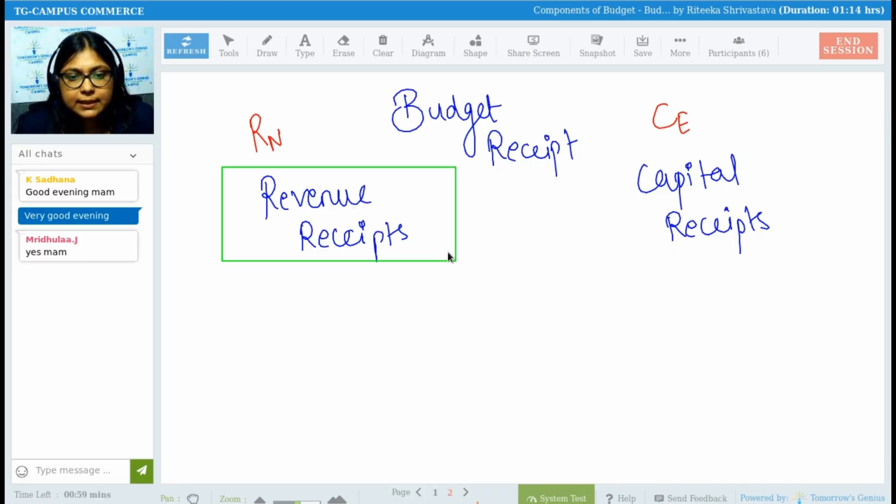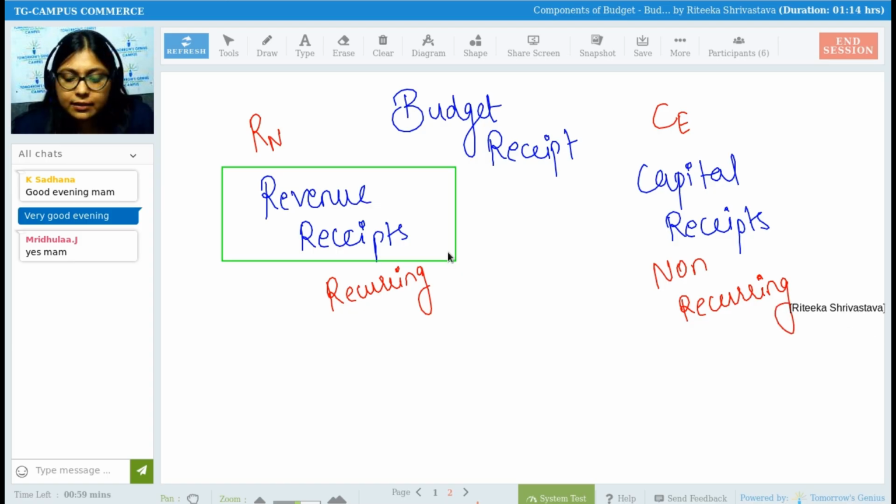Then under revenue receipts, we also said that revenue receipts are recurring in nature, which take place very frequently, and capital receipts are non-recurring in nature. They do not usually take place very easily. Then we had said tax revenue. We have talked about tax revenue. We had talked about non-tax revenue. While talking about tax revenue, we said that it is the main source of income for the government.